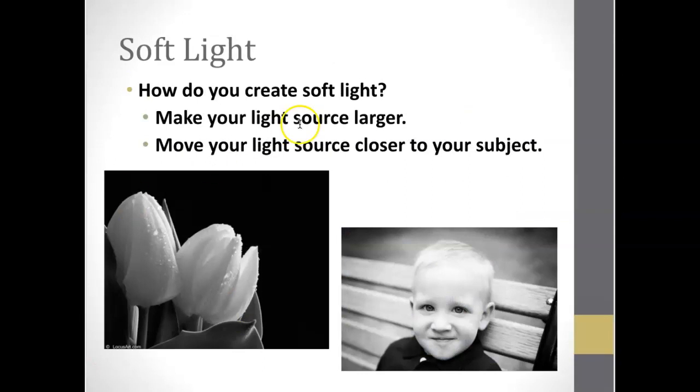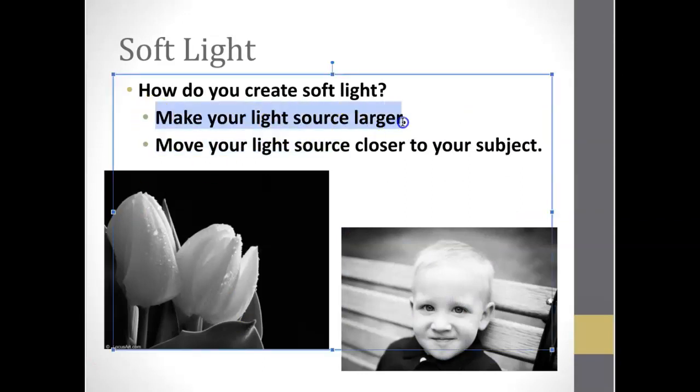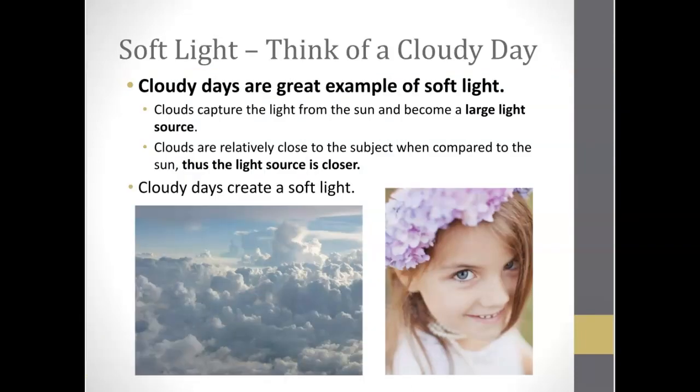How do you make soft light? Well, you're going to have your light source be larger, and you're going to have it move closer to your subjects, as seen in these two examples. So instead of thinking of a sunny day, think of a cloudy day and how the clouds have a diffusing effect on the light. As the sunlight goes through the clouds, it diffuses it and makes it really soft. And that's what this image is showing here.